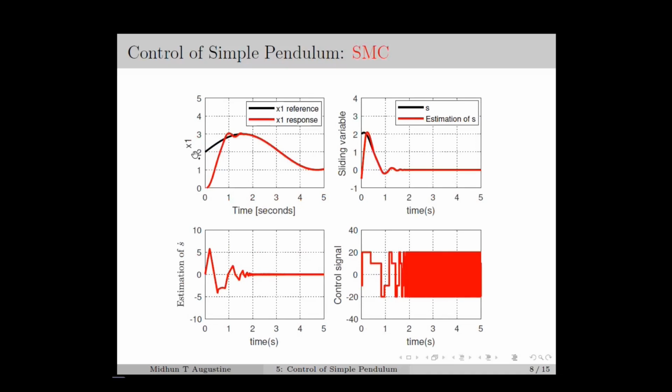Here, this first plot shows the response of x1 with the time, in which the black one is the reference output and the red one is the actual output. Here we can see that the output is tracking the reference. And this figure shows the plot of the sliding variable with the time. So we can see that the sliding variable is converging to 0, which basically means that the output is reaching the reference. This shows the plot of the estimation of S dot. And here we have the plot of control signal.